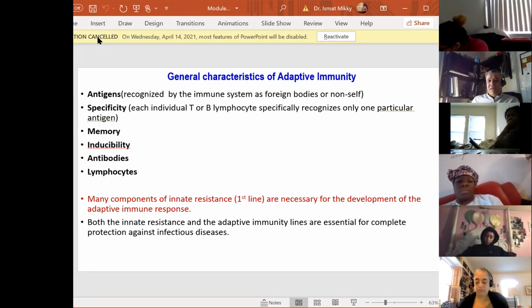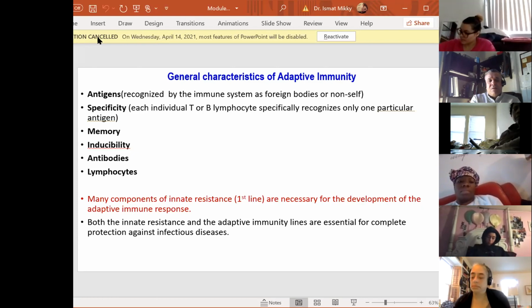Okay, so the next topic talks about the immune system, the normal immune response. The first line of defense is natural, innate immunity. The second line is inflammation. Inflammation is a form of immunity, a protective mechanism.